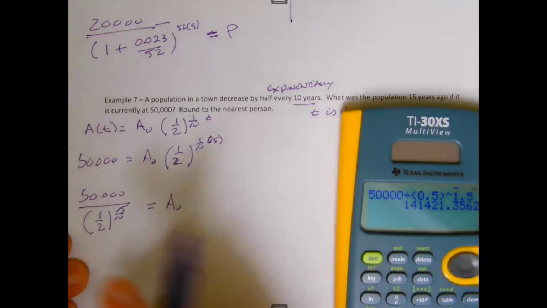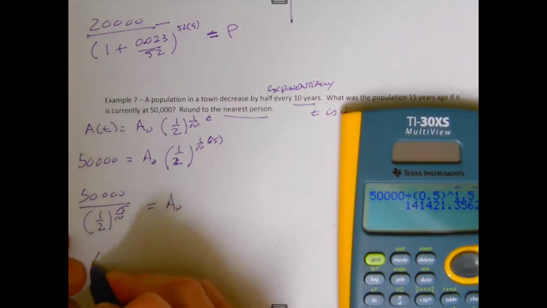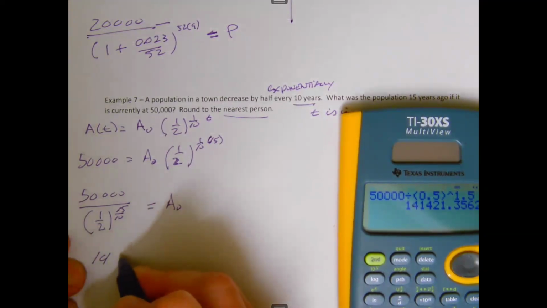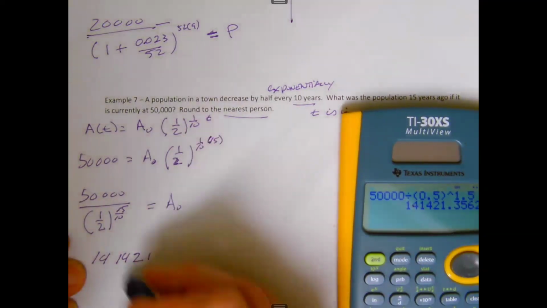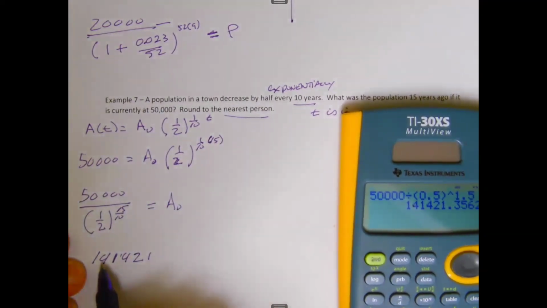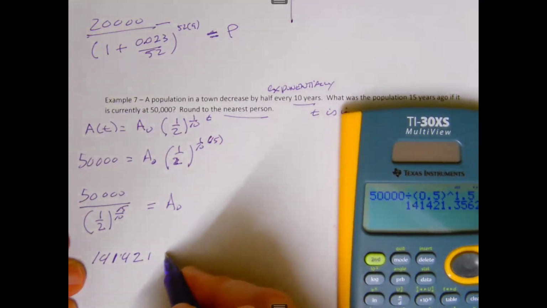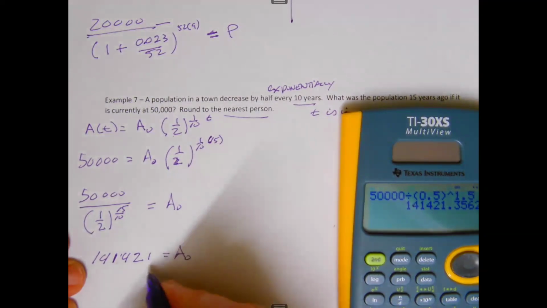So again, to the nearest person, I want to round to the nearest person. This is 141,421. Yep, 141,421 people. So that's rounded. So that's my original. These are people.